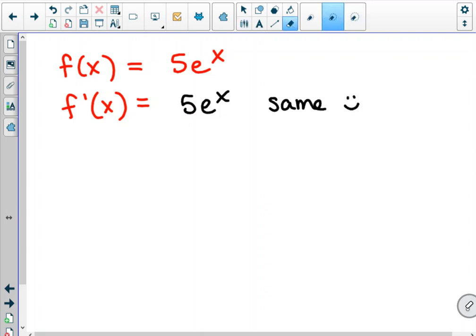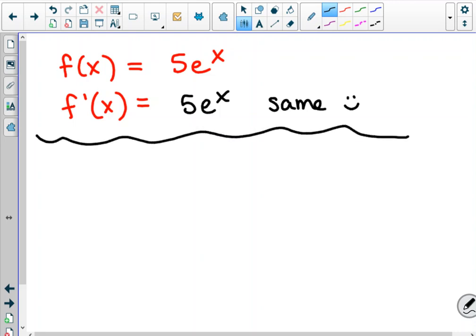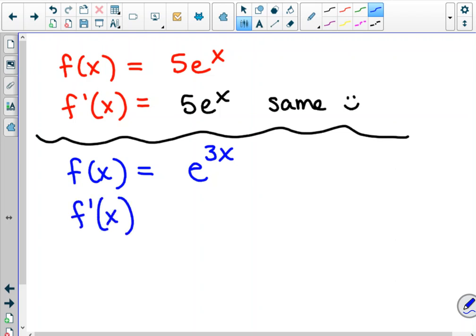Now you might think, is it ever going to be anything different? Is it possible to ever? There's got to be some time it's different. Let's talk about that guy. E to the 3x. His derivative is going to be a little different. Okay? His derivative is going to be a little different.